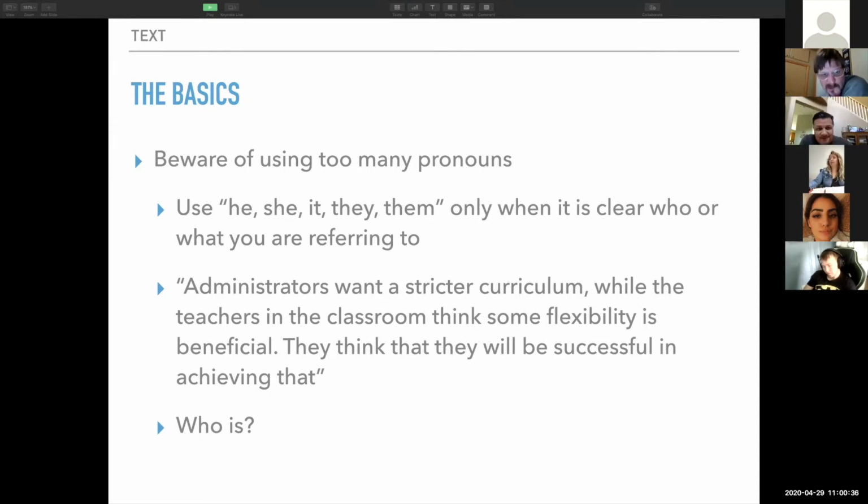So look how much this could change just by being slightly more specific, right? Administrators want a stricter curriculum, while teachers in the classroom think some flexibility is beneficial. Teachers think that they will be successful in achieving that. Or administrators think that they will be successful in achieving that.